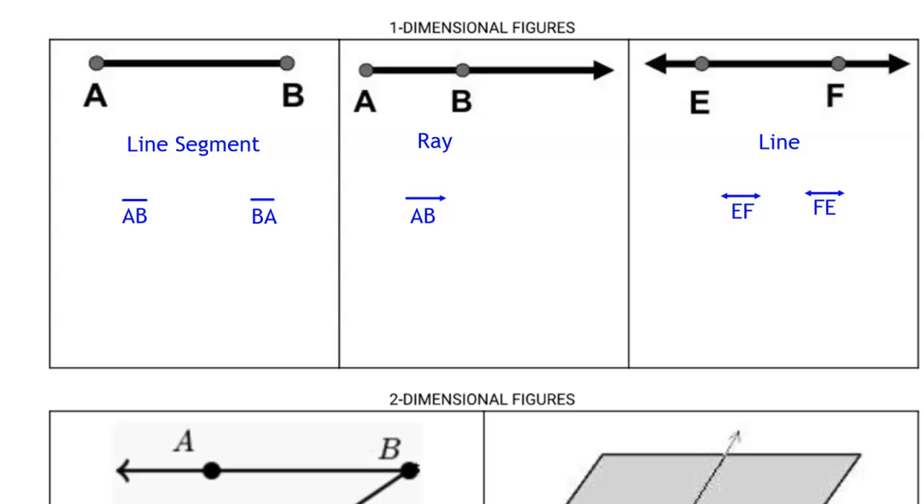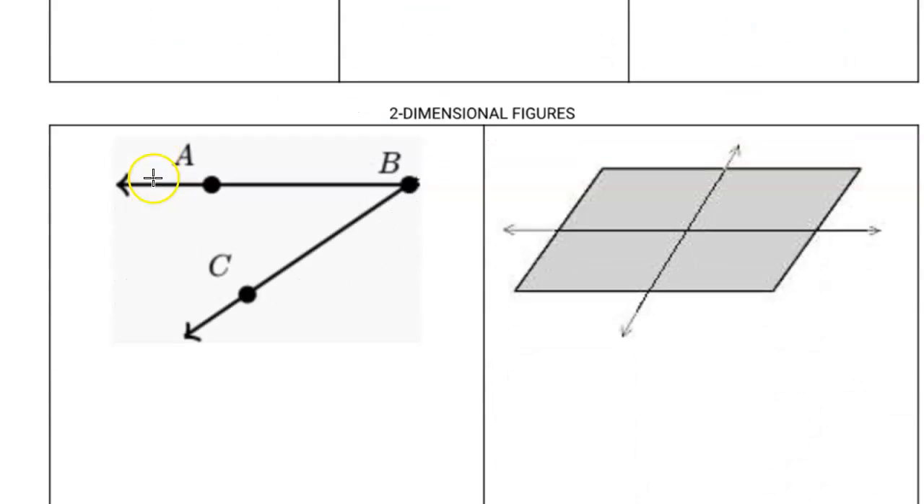So if I'm giving you this question that's a region style question, you would see line EF. And notice that the line notation has arrows on both sides, the ray notation has arrows on only one side, and the line segment notation does not have arrows on either side.